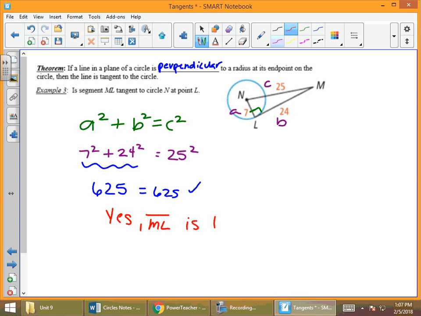ML is tangent to the circle. If you got like 600 equals 625, then no, it's not a tangent, because it didn't work in the Pythagorean theorem, which means it's not a right triangle, which means it's not a right angle. It can't be tangent.